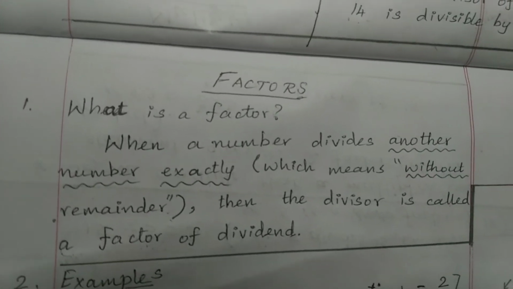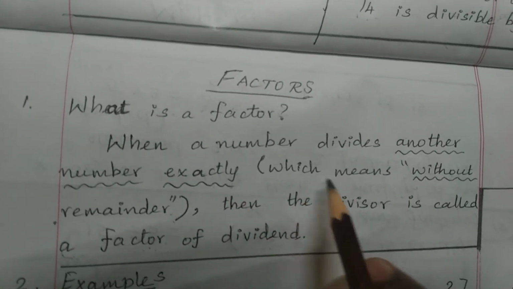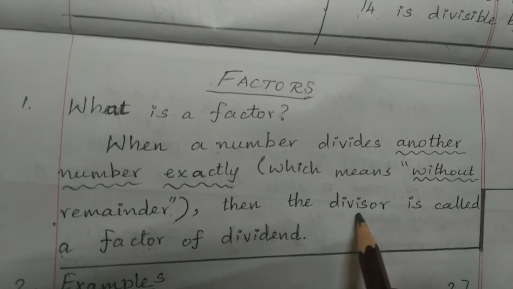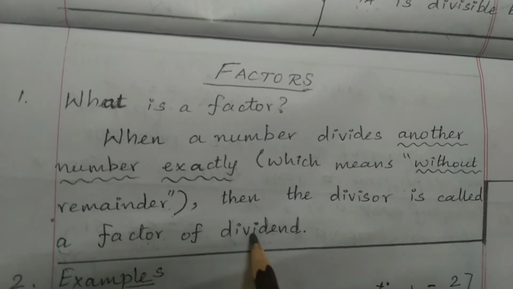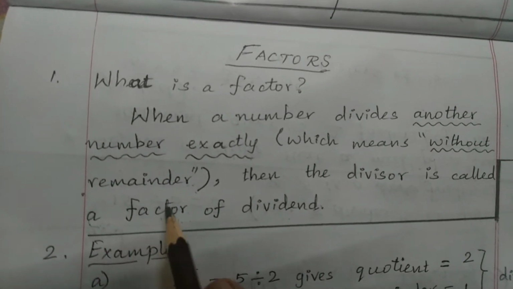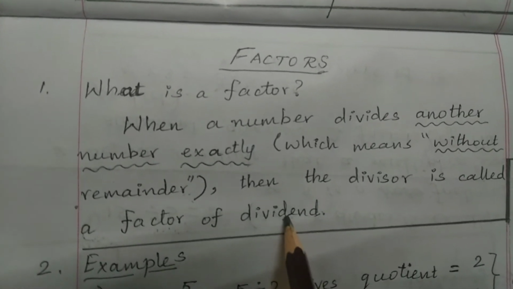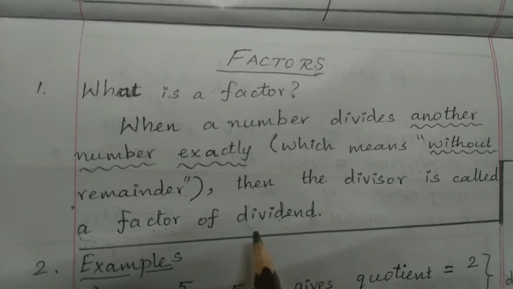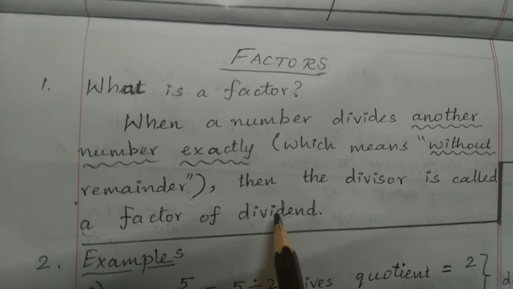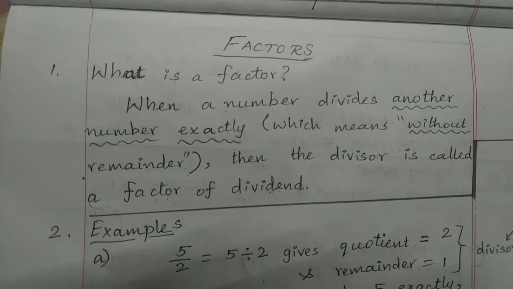Let us see the definition again. When a number divides another number exactly, which means without remainder, then the divisor is called a factor of the dividend. Note down: a factor, not the factor, because for any number it is not necessary to have only one factor. Any number will get at least two factors, except those called prime numbers. We will see about them in another video.